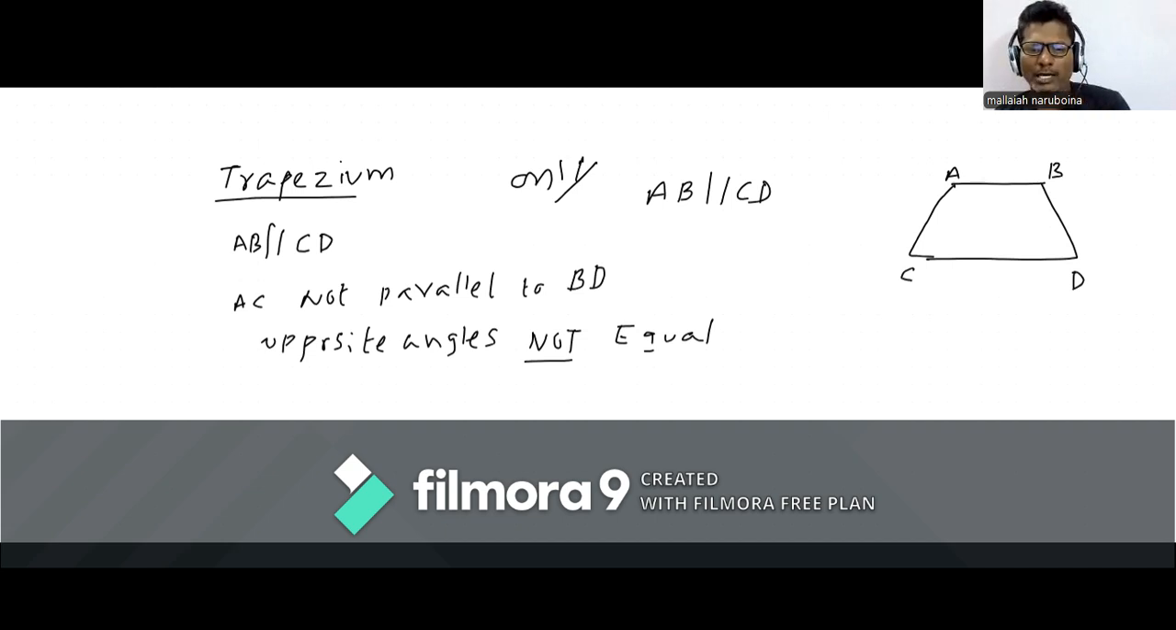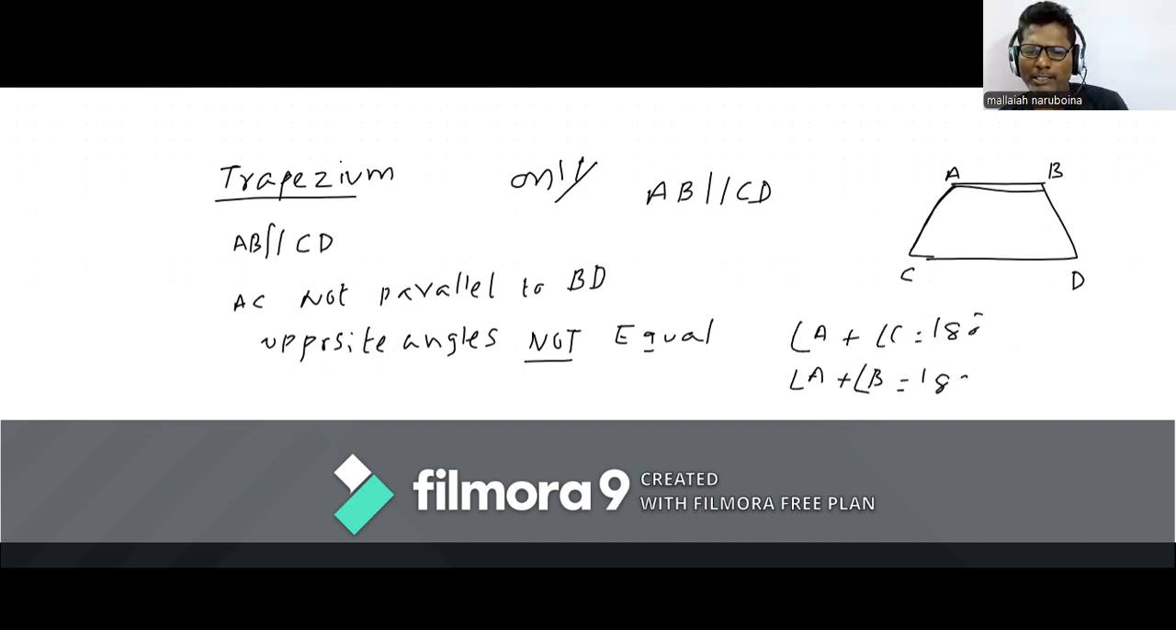Then opposite angles are not equal. Means angle C not equal to angle B, angle A is not equal to angle D. Sum of interior adjacent angles is equal to 180 degrees. That means here angle A plus angle C equal to 180 degrees. Angle A plus angle B is also 180 degrees.